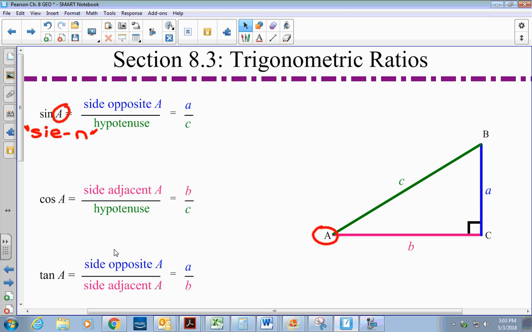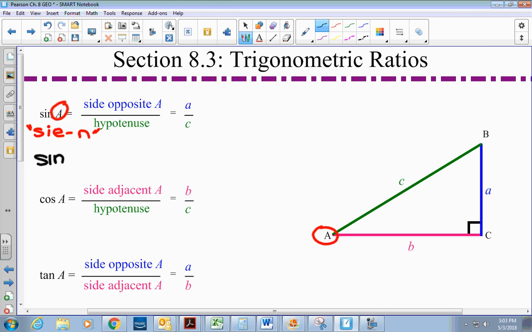All right, so we are talking about sine, and then we're talking about the sine of angle A. Technically, it's the sine of angle A. It's abbreviated SIN and then the capital letter A.